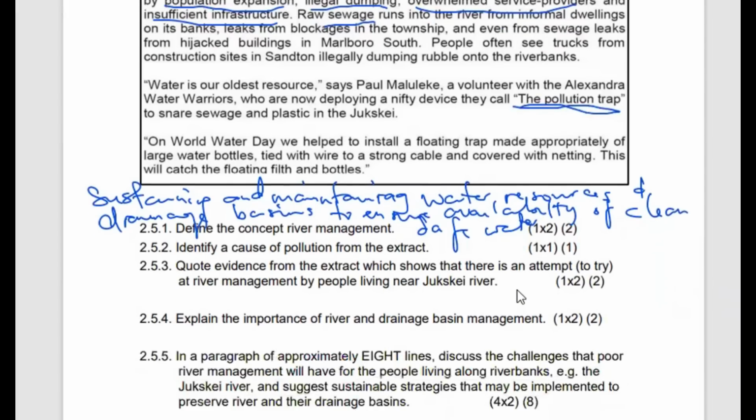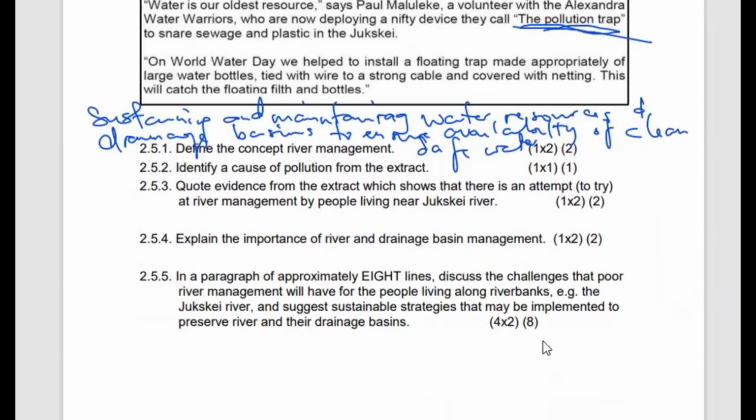That is an attempt at river management. They have implemented what they call the pollution trap. So the pollution trap is the quote that we want in that extract to suggest that they have tried to manage the Jukskei River. And it also says, on World Water Day, we helped to install a floating trap made appropriately of large water bottles tied with a wire. So it is another attempt here. We have two attempts that we can quote: the pollution trap and this, which they tried on World Water Day.